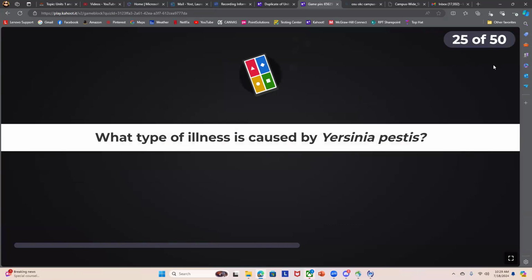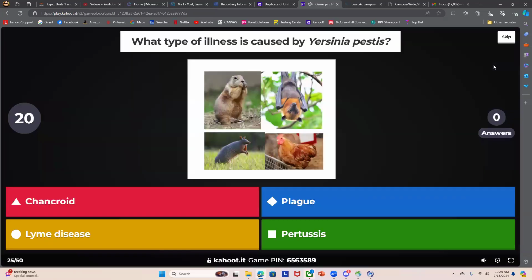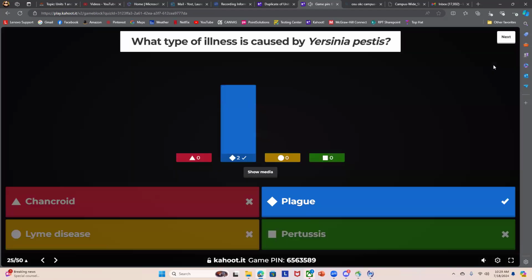What type of illness is caused by Yersinia pestis? I don't say it enough. All right, so that's going to be the plague, and the reason the picture's up there, I used to have people select the reservoir for the plague that we have here in the United States. And of course, the reservoir in the United States for the plague is prairie dog.